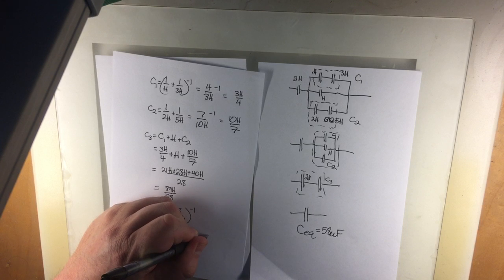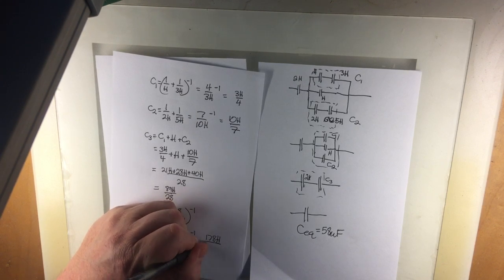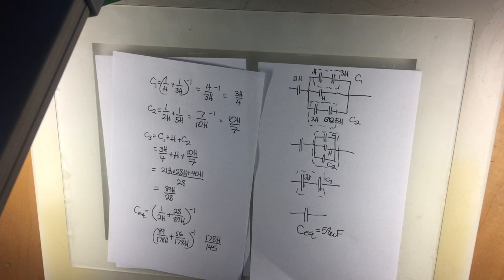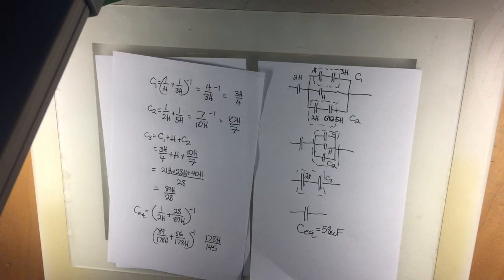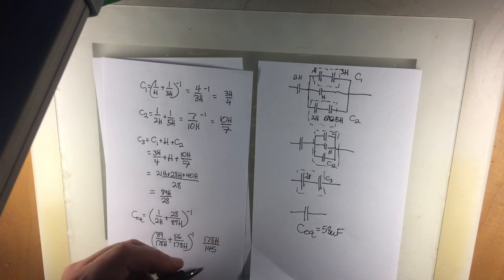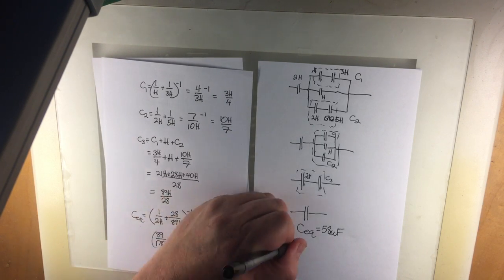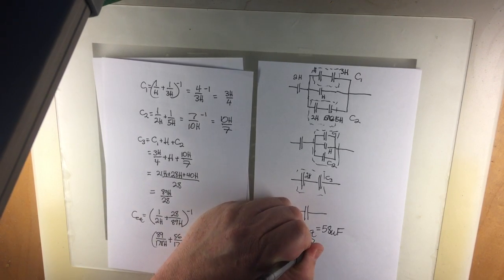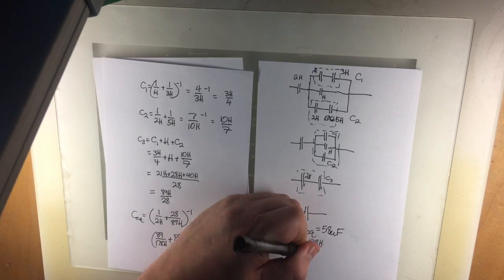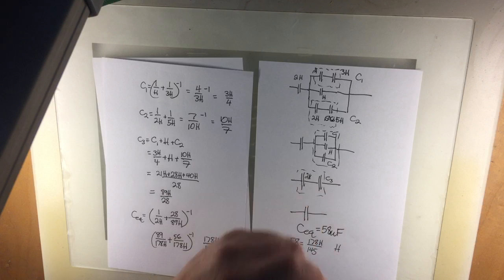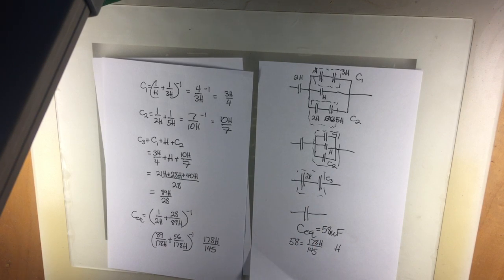So it is 178H over 145. And that is C equivalent. So C equivalent is actually 58 microfarads. So 58 is equal to 178H over 145. So H, let me see if I had the spreadsheet running on this.